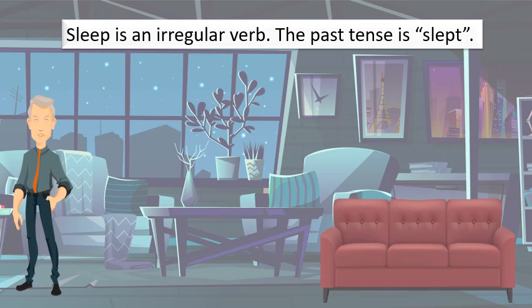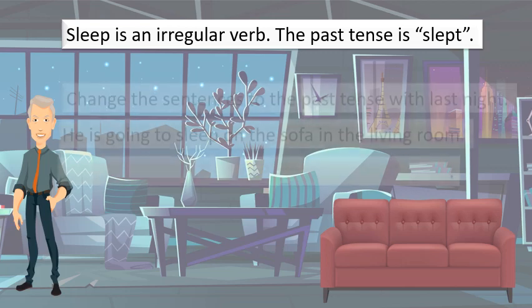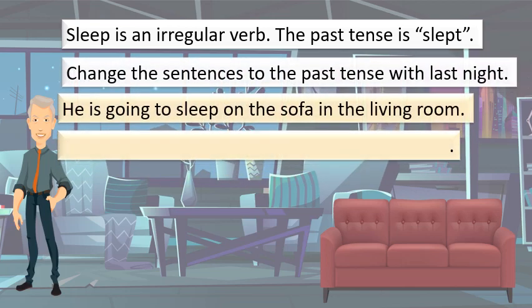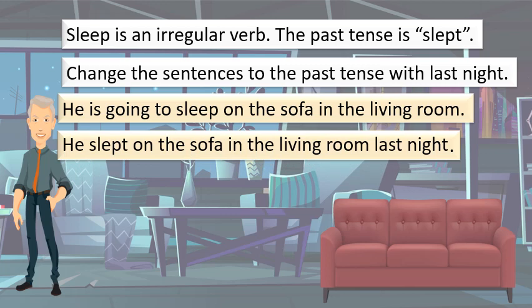Sleep is an irregular verb. The past tense is slept. Change the sentences to the past tense with last night. He's going to sleep on the sofa in the living room. Change that sentence to past tense. He slept on the sofa in the living room last night.